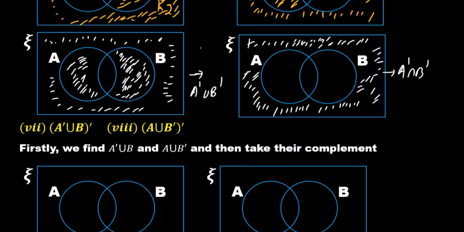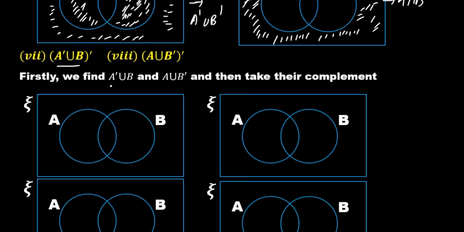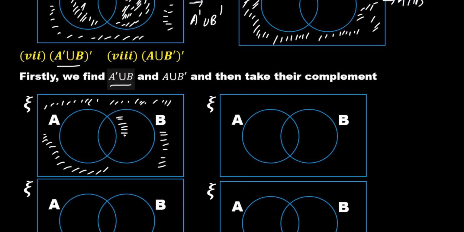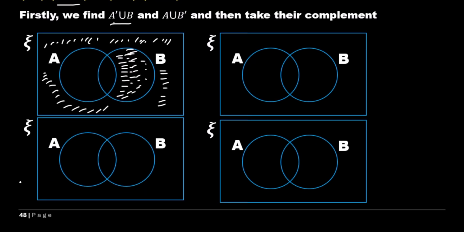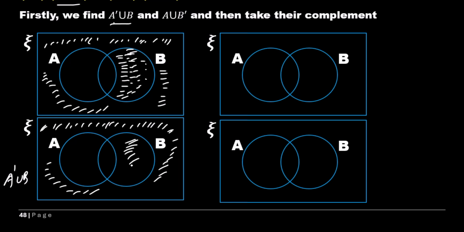The last one, A complement union B. Firstly we find A complement. A complement means everything outside of A. So this includes the area inside the rectangle and inside this set B. So this represents A complement. Now when you take this union of A complement with B, the figure will remain the same. That is, in case of A complement union B, we have the same figure as we have made above. So this is A complement union B.